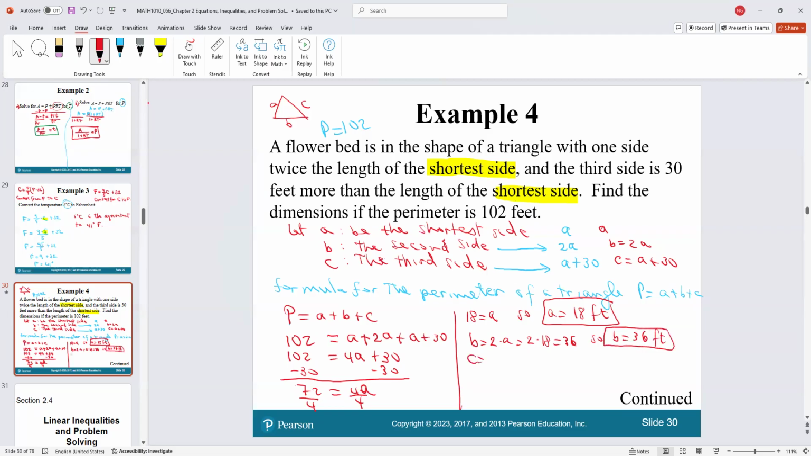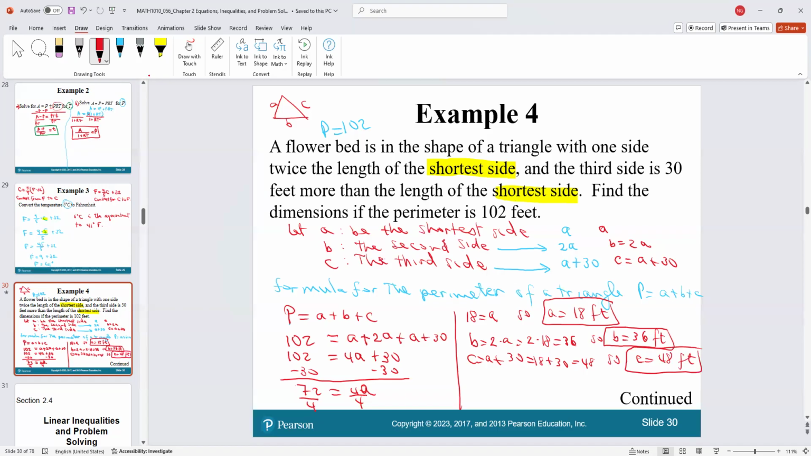And C equals A plus 30. What is A? A would be 18 plus 30. What is 18 plus 30? It is 48. So C is equal to 48 feet. All right, so you can check the answer because you know the shortest side for the triangle is 18 feet.